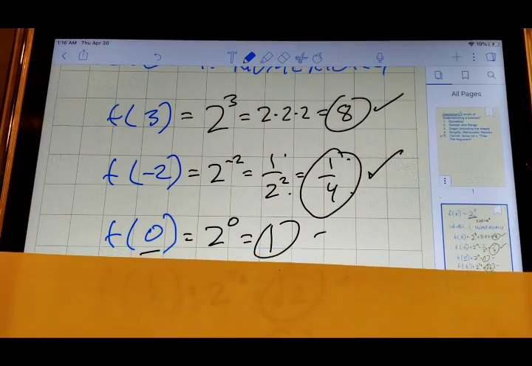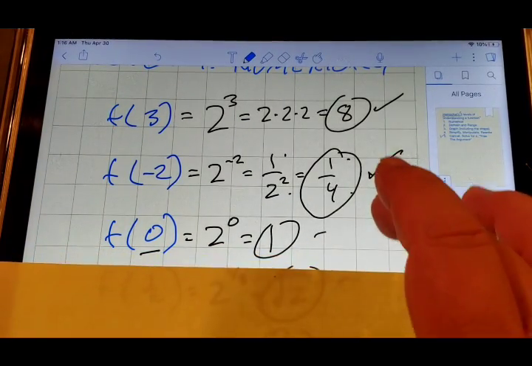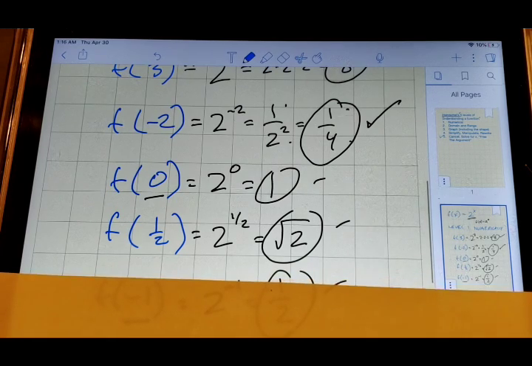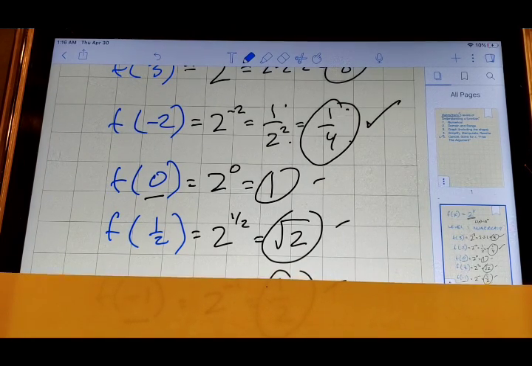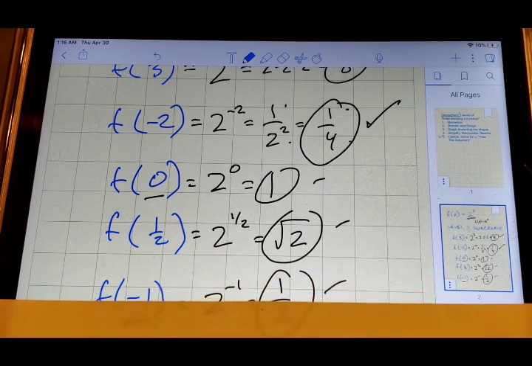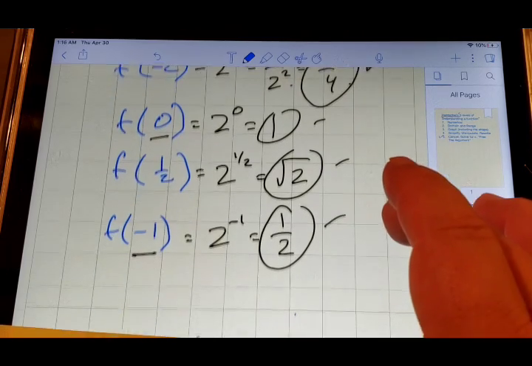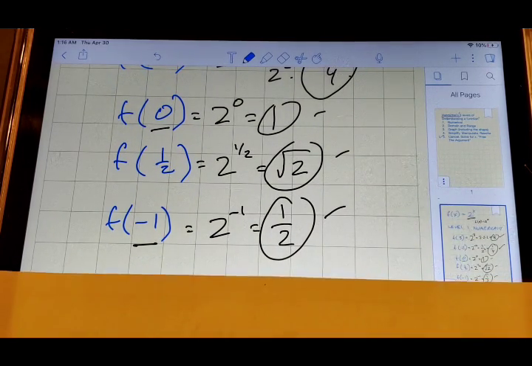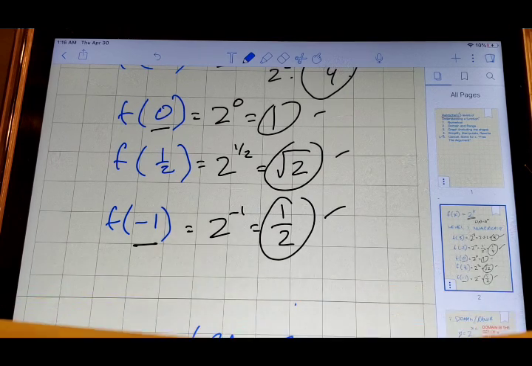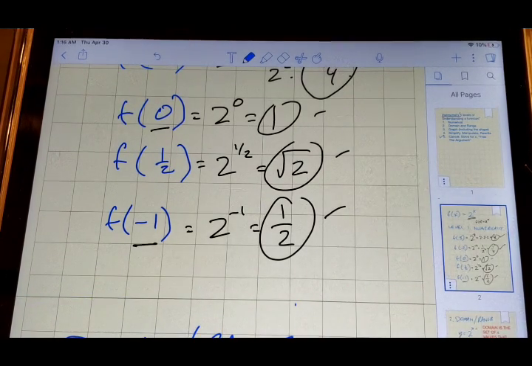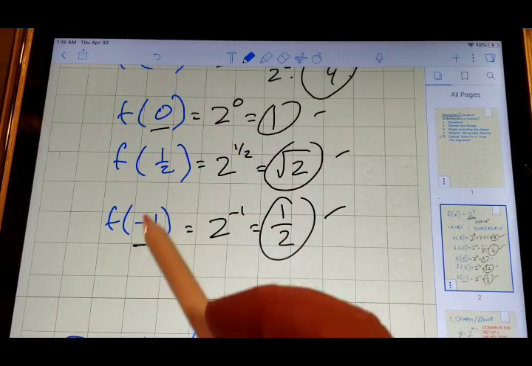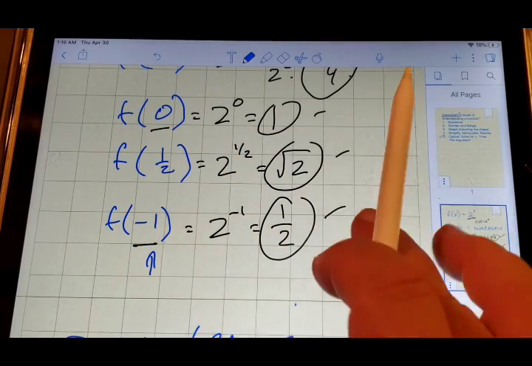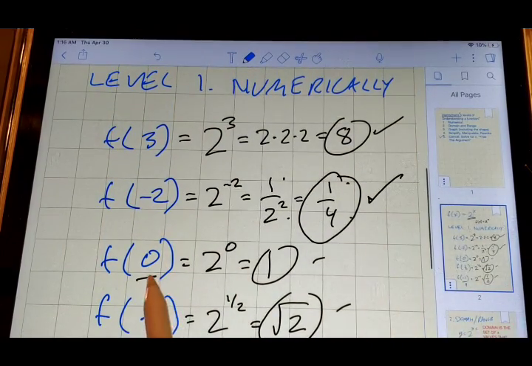2 to the 0 equals 1, a numerical fact that we learned at some point. 2 to the 1/2 means the same thing as square root of 2. I'm just going to leave it as square root of 2, although we could run it through a calculator and find its decimal, but you get the idea. By the way, this is going to come up later. Notice that this function has no trouble with negative numbers in the x-axis, in the argument.